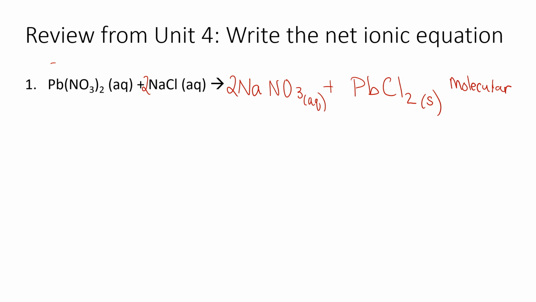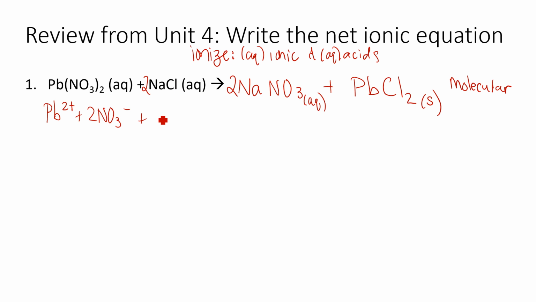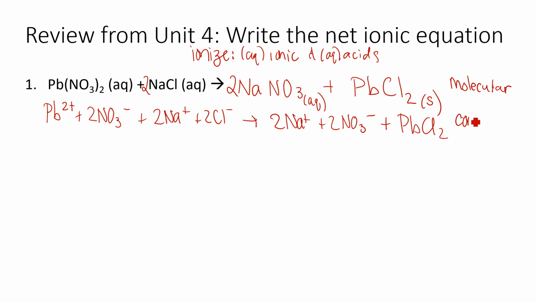And then we would write out the complete ionic equation by ionizing. There are 2 types of things we want to ionize: the aqueous ionic compounds and aqueous acids. So lead nitrate, it's ionic and it's aqueous, so I'm going to break it apart into ions. Same thing over here, my sodium chloride breaks apart into ions. My sodium and my nitrate also break apart into ions, and then I've got PbCl2. So this is what we call the complete ionic equation.